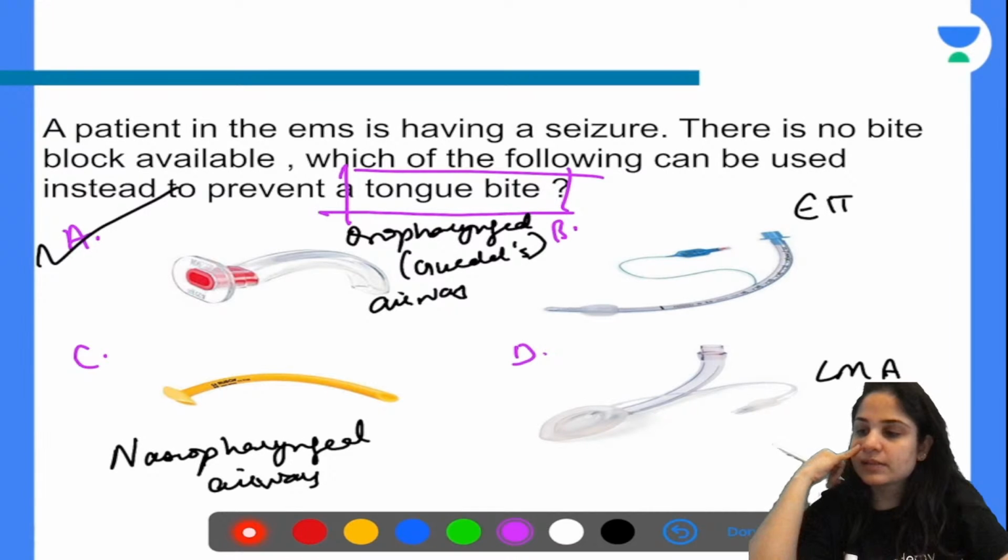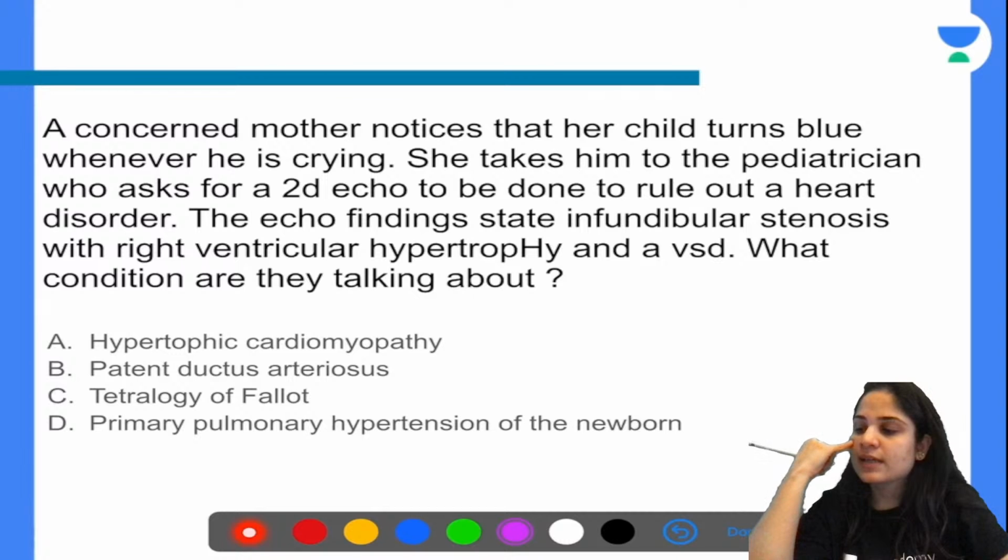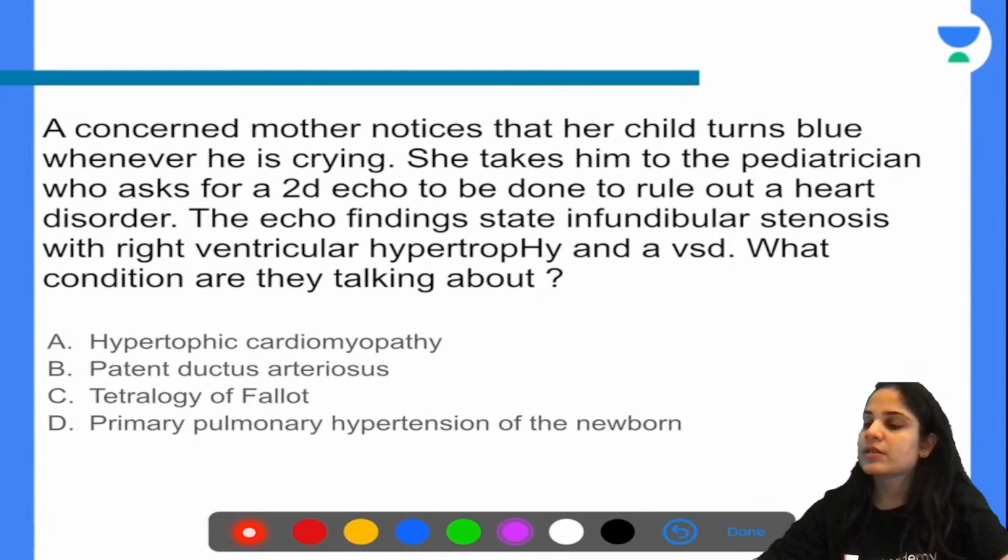A concerned mother notices that her child turns blue whenever he is crying. She takes him to the pediatrician who asks for a 2D echo to be done to rule out a heart disorder. The echo findings state infundibular stenosis with right ventricular hypertrophy and a ventricular septal defect. What condition are they talking about? Hypertrophic cardiomyopathy, patent ductus arteriosus, tetralogy of Fallot, primary pulmonary hypertension of the newborn.